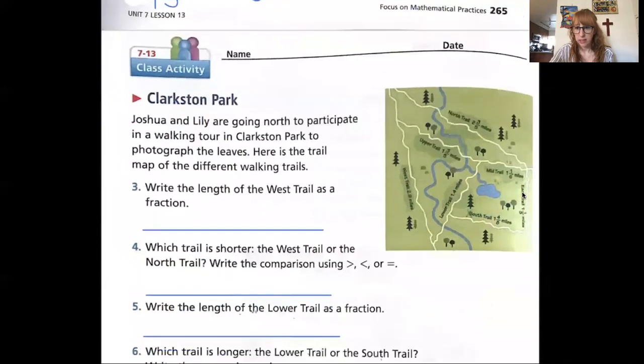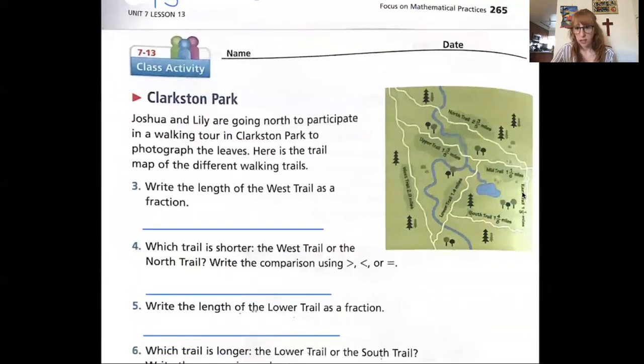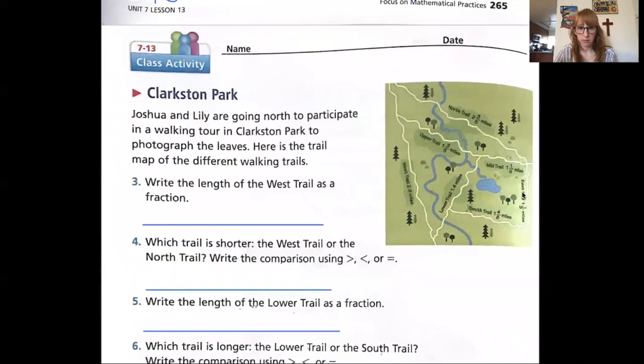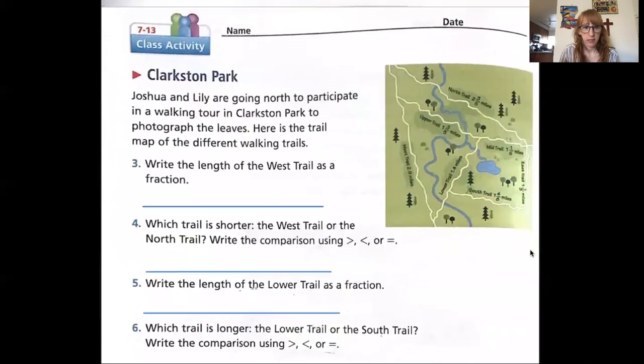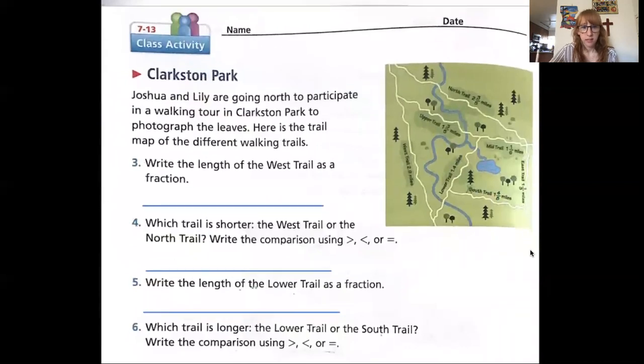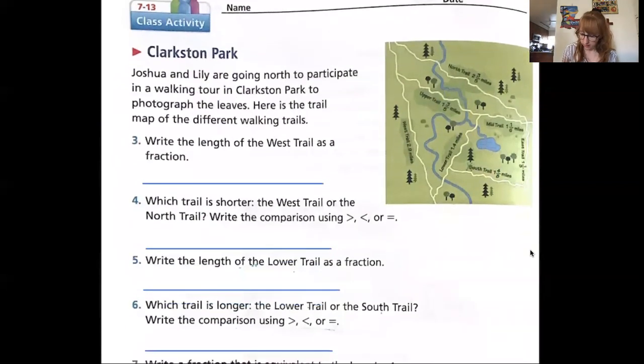Moving on to the next, we're going to need to use this map, and it's a little hard to see on my screen here, but use your book and you'll be able to follow along just fine. Joshua and Lily are going north to participate in a walking tour in Clarkson Park to photograph the leaves. Here's the trail map of the different walking trails. So we need to write the length of the west trail as a fraction. So the west trail is right here on the side, and it's 2.9 miles.